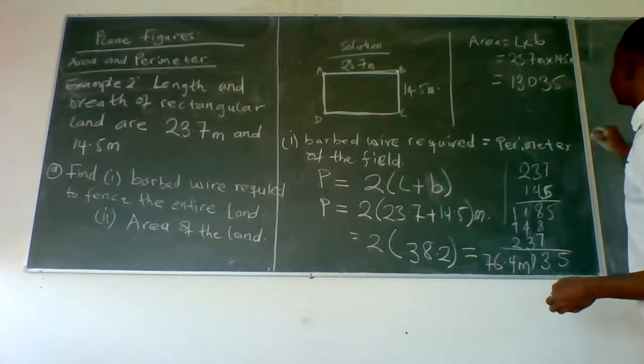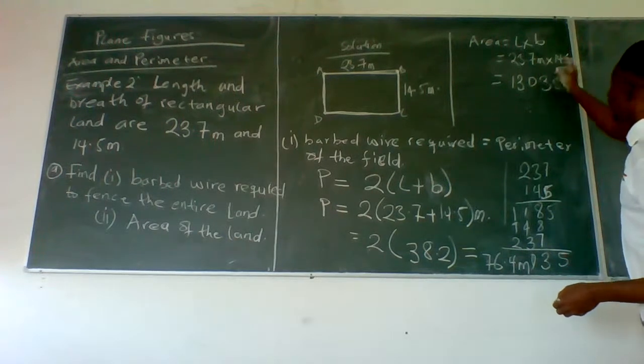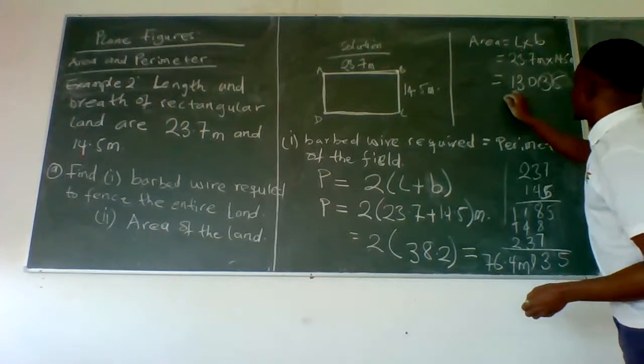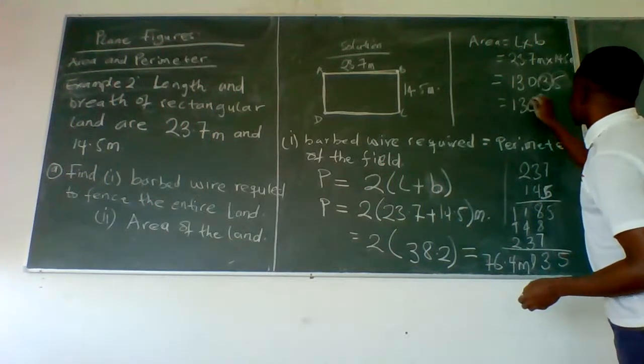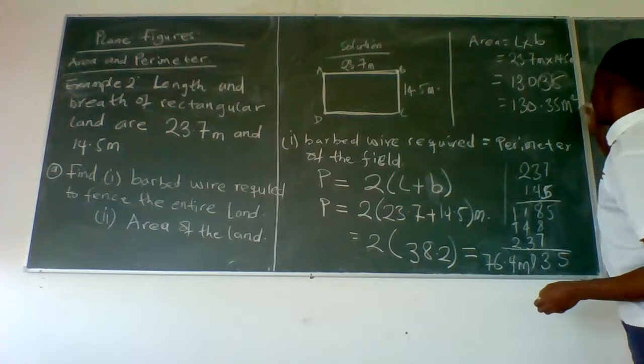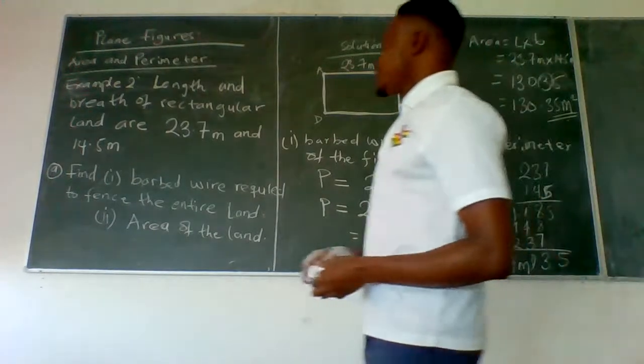But don't forget that you multiply 2 by what? 10. So 10 times 10, you move the decimal point 1, 2. So you have 130.35 meter square. So this is the area for the field. This is the area for the field.